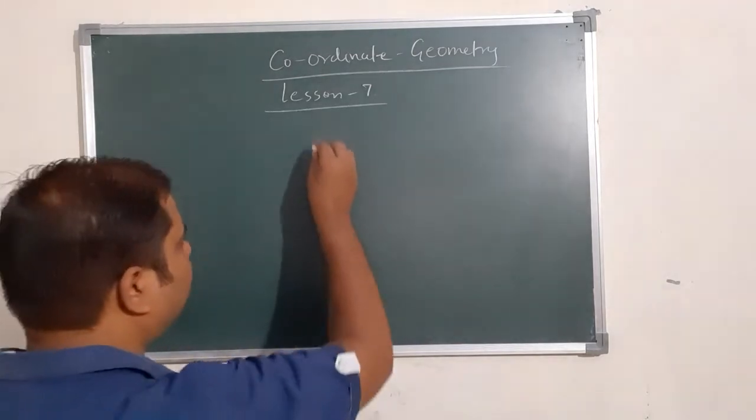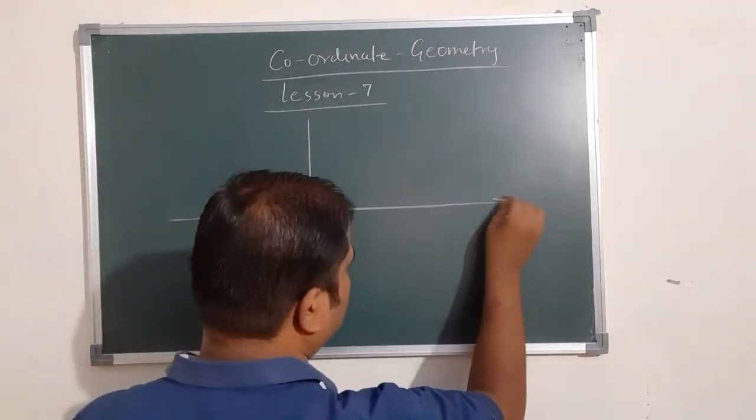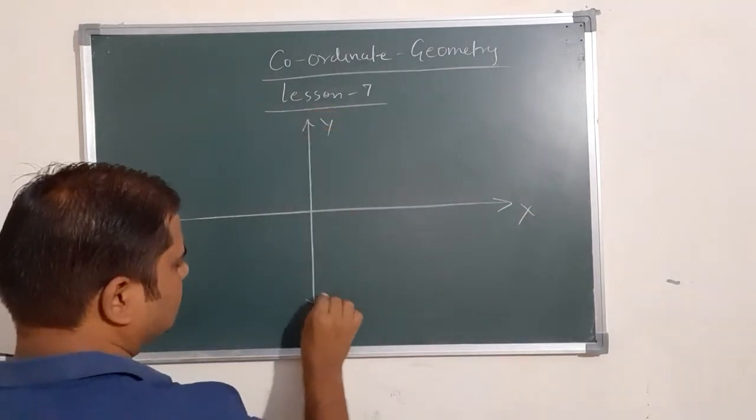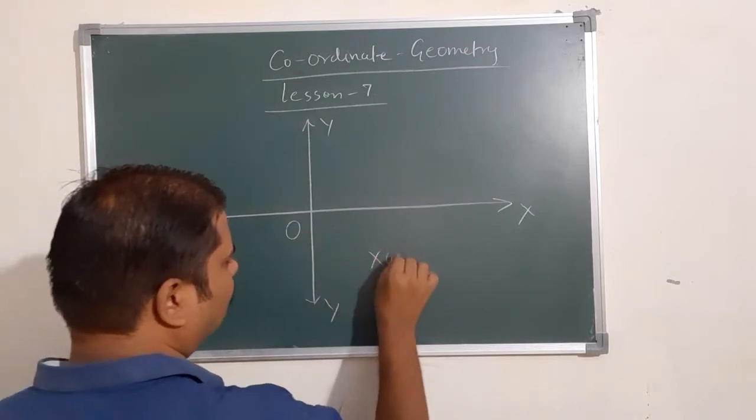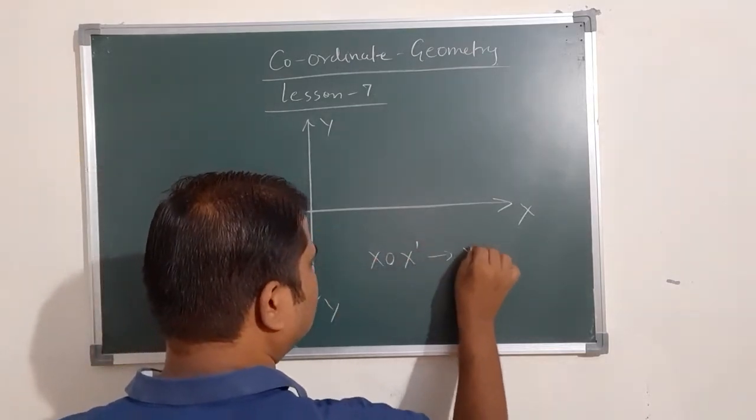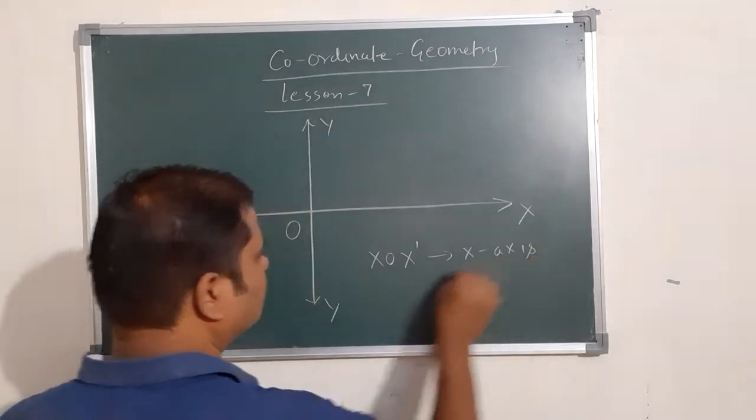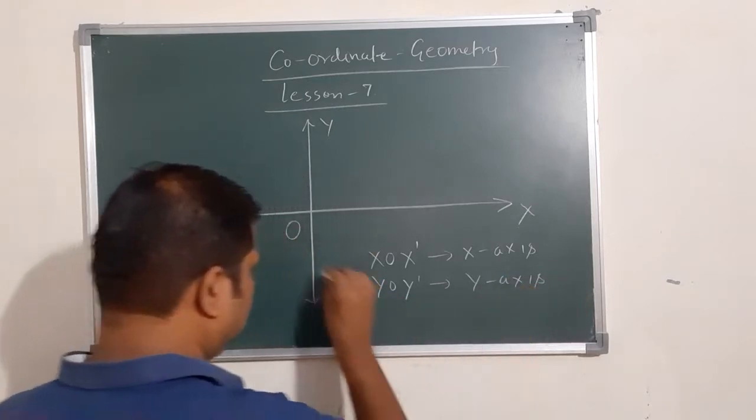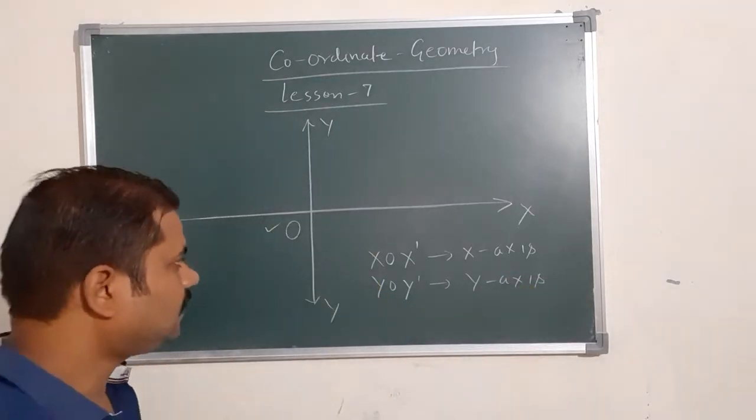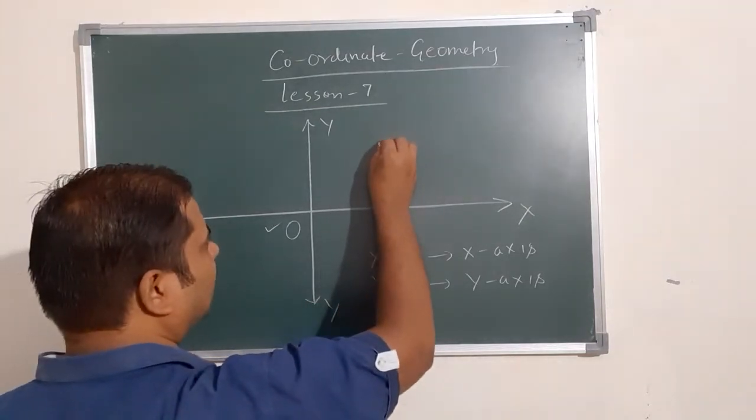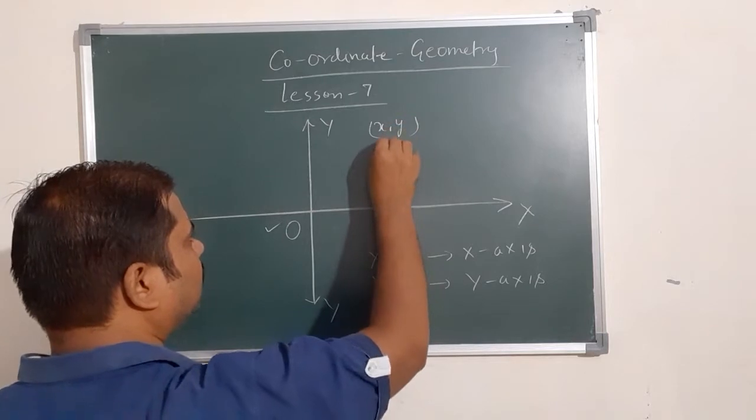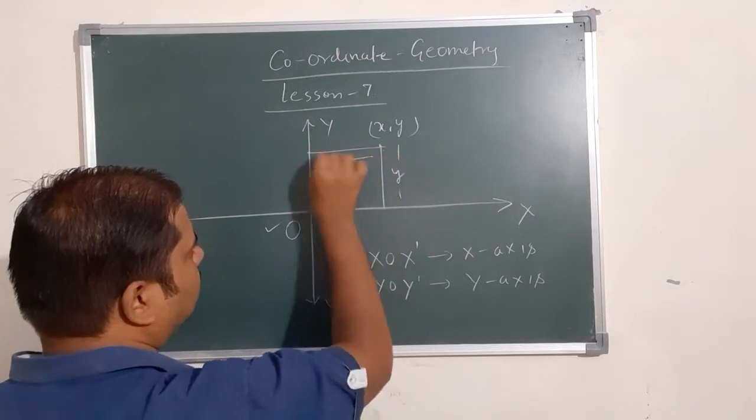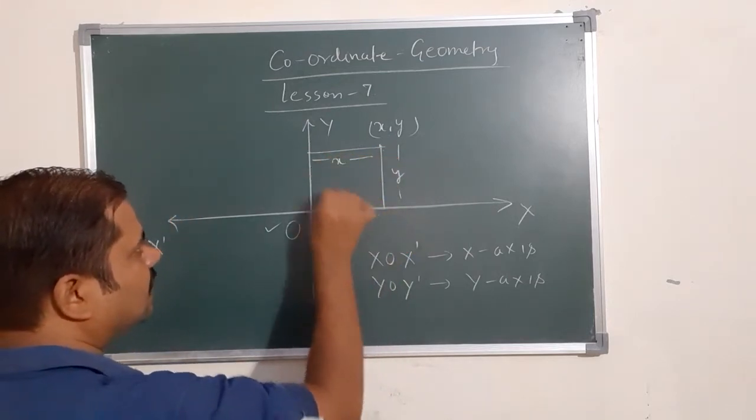So first of all, if we consider this is the Cartesian plane, Y dash O, X O X dash, this is known as the x axis, Y O Y dash, this is known as the y axis, O is the origin. If we consider a point (x, y), then you know this perpendicular distance is y and this perpendicular distance is x, that means this is x and this is y.